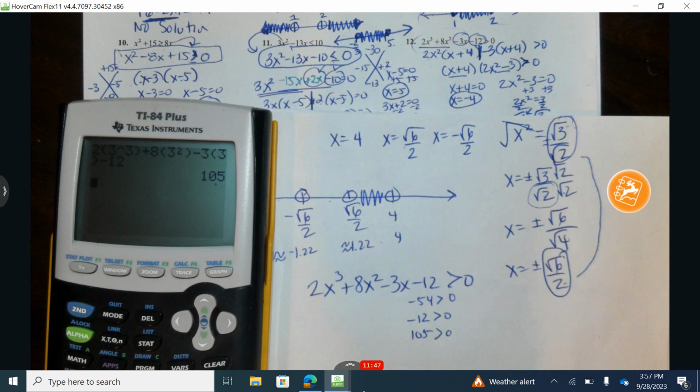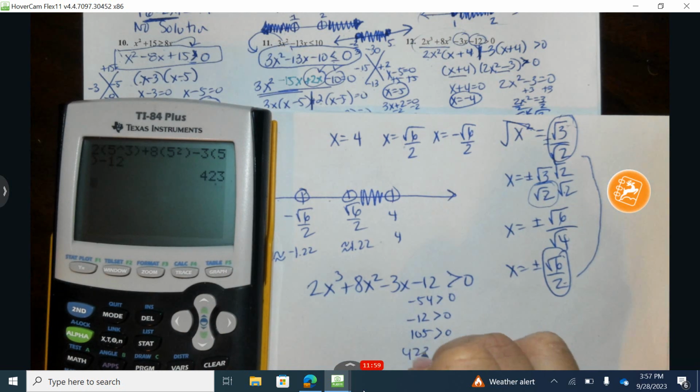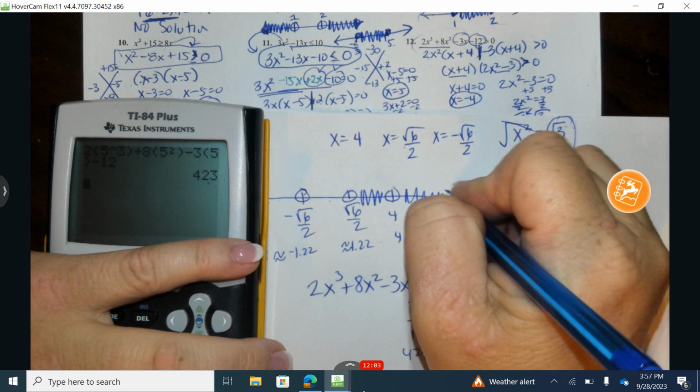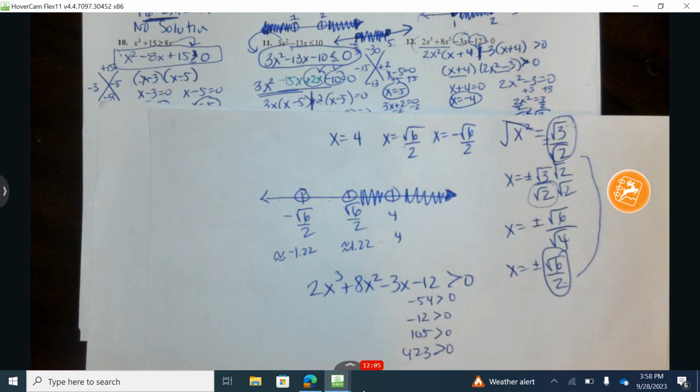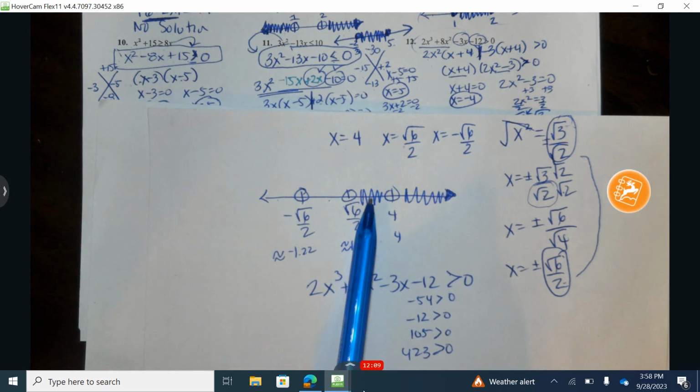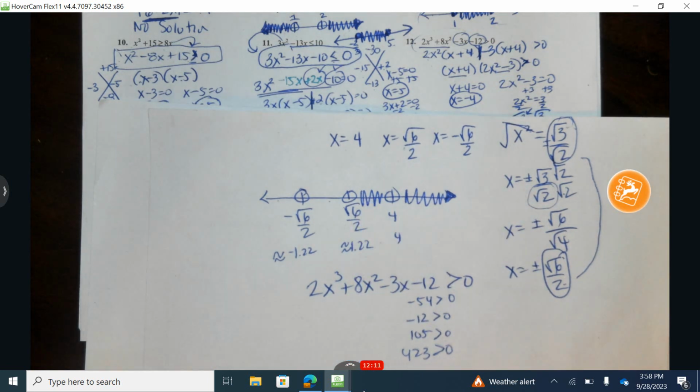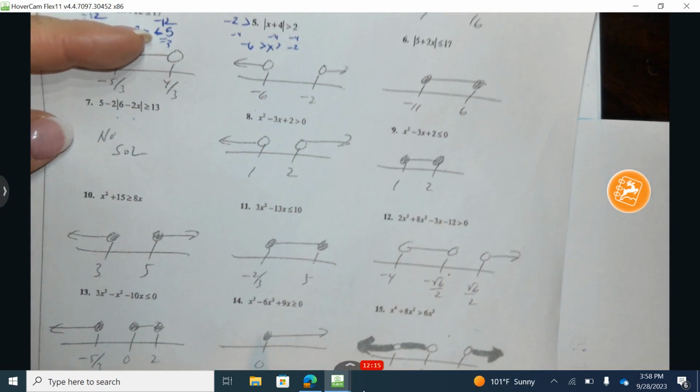And I choose any number to the right of 4, like 5. 5 to the third, plus 8 times 5 squared, minus 3 times 5, minus 12. Is 423 greater than 0? It sure is. This is what I have for a solution set. Now I'm going to check briefly with the answer key to make sure we did this right, but this means that where you see the shading would be the correct answers. Let me just flip this over to see if we have the exact same thing.